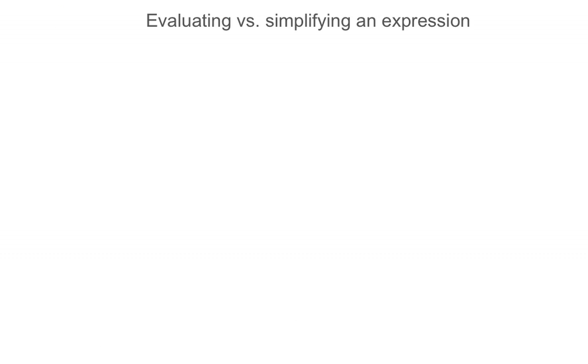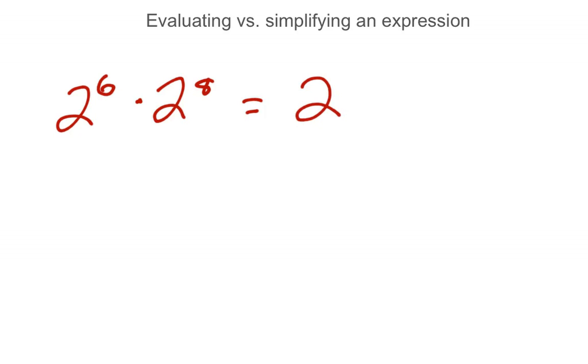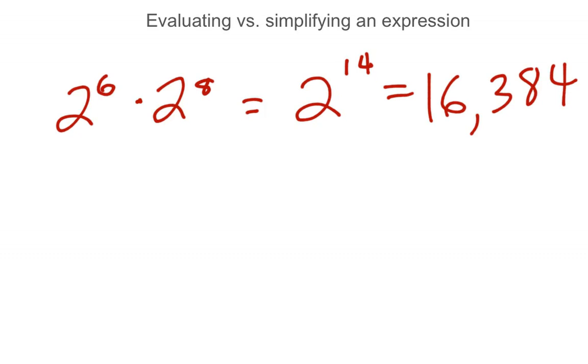Moving on. Evaluating versus simplifying an expression. Just a moment ago we saw 2 to the 6th times 2 to the 8th. And this simplified to 2 to the 14th power. I did not evaluate this because I didn't get my calculator out and multiply 2 times 2 times 2 times 2 times 2 14 different times and then figure out that that's equal to 16,384, some huge number. That isn't what we were looking for. What we're looking for is, do you understand this property of when I multiply powers with like bases, all you have to do is add the exponent.